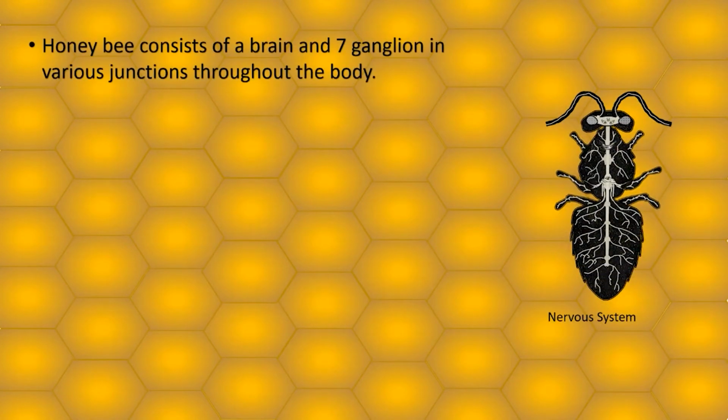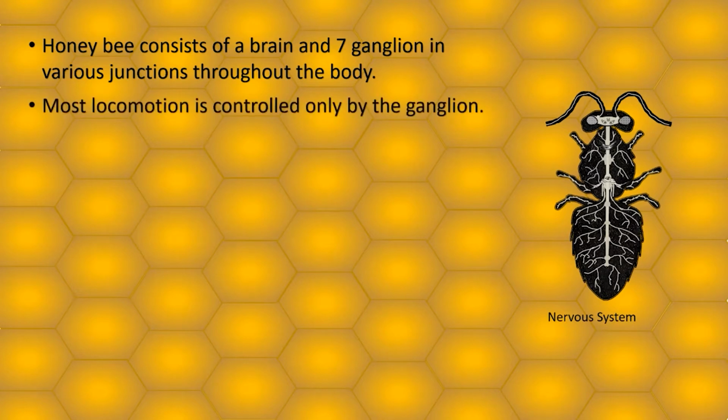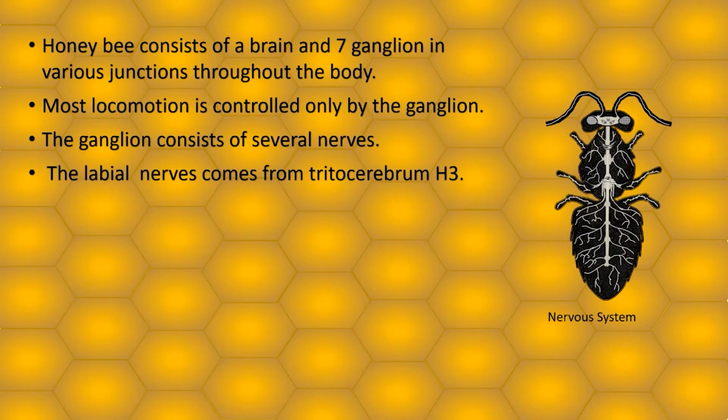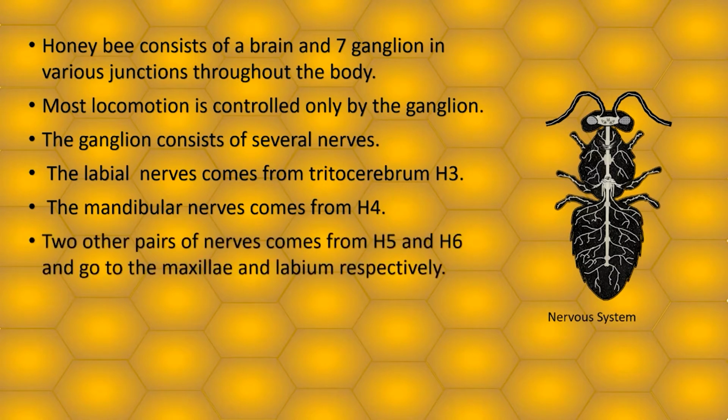Nervous system. The honeybee consists of a brain and 7 ganglia at various junctions throughout the body. Most locomotion is controlled only by the ganglia. The ganglion consists of several nerves. The labial nerves come from tritocerebrum H3. The mandibular nerves come from H4. The 2 other pairs of nerves come from H5 and H6 and go to the maxillae and labium respectively.